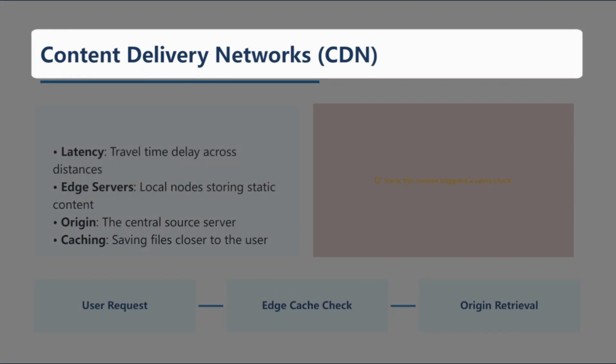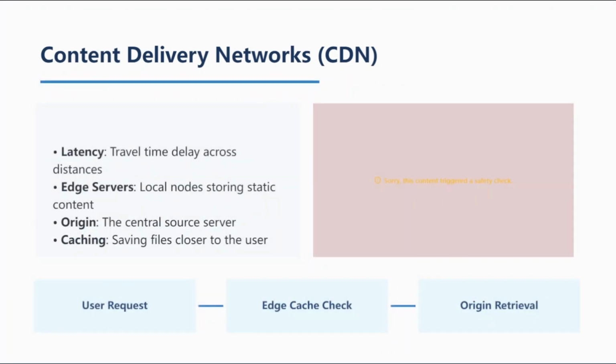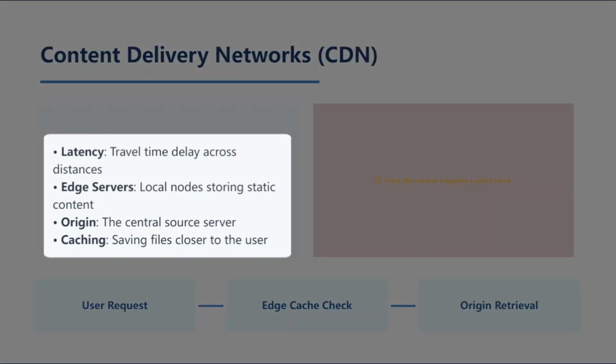Building on what we just covered regarding local caching with Redis, let's think bigger. When our users are spread across the globe, we need to solve the problem of physical distance. That's where content delivery networks, or CDNs, become essential. The core issue is latency.